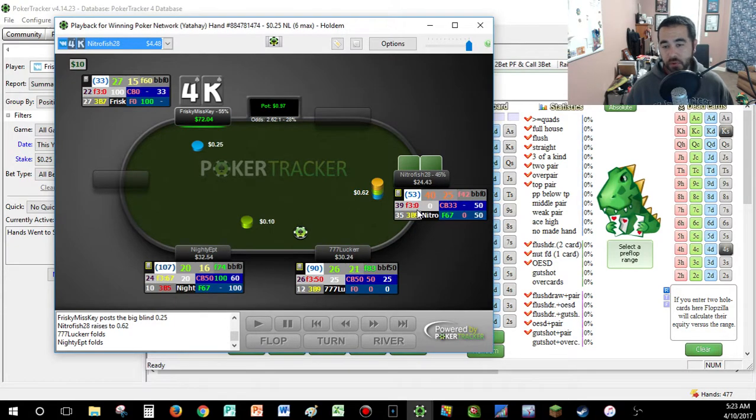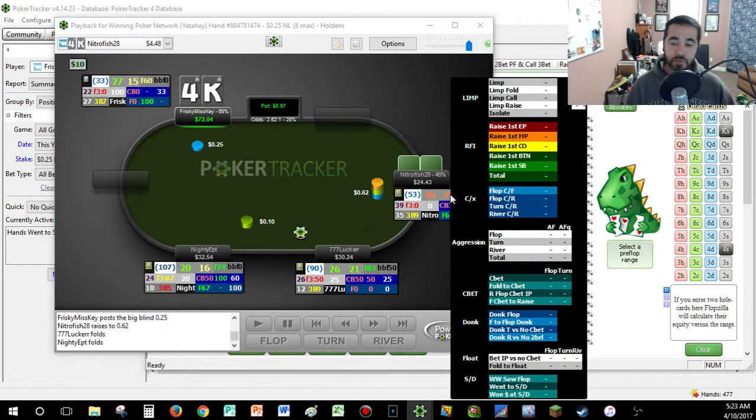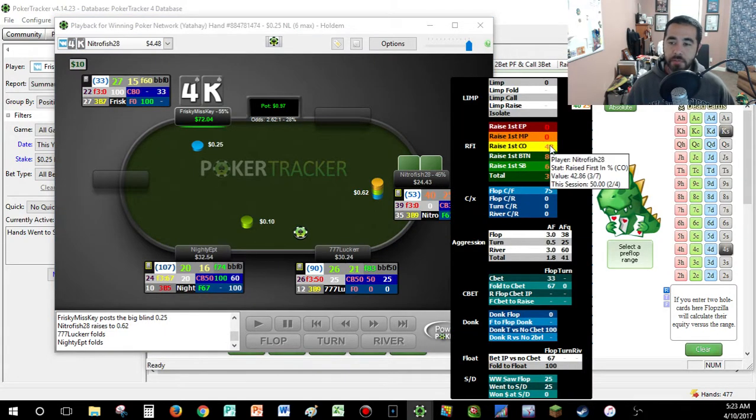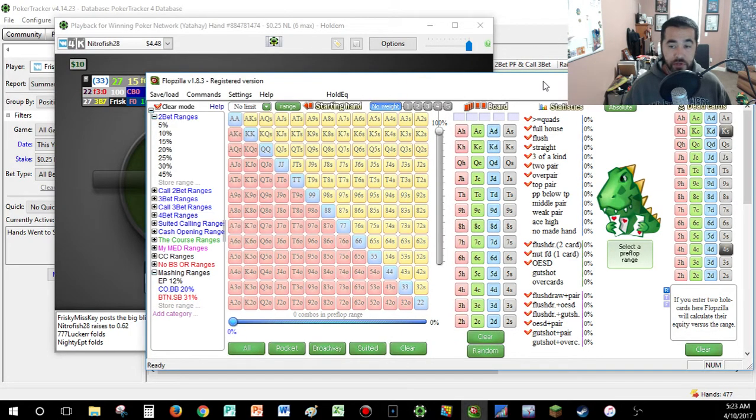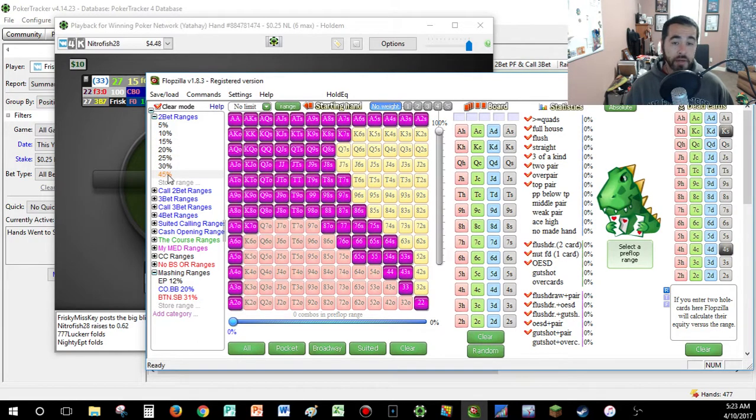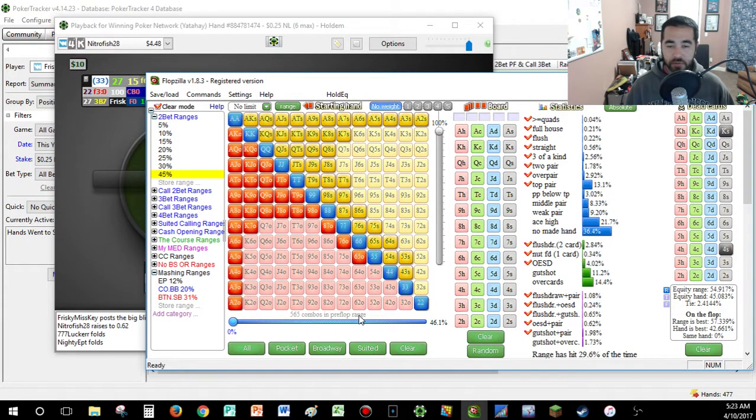It's only 53 hands, no folding to 3-bets yet. So 62%. He opens 25% of the time. In the cutoff, 43%. This guy likes to open right here. Nitro Fish is a pretty loose, aggressive player. So let's assign him a pretty wide 2-betting range. We can give him the suited king for sure. We could take that off.